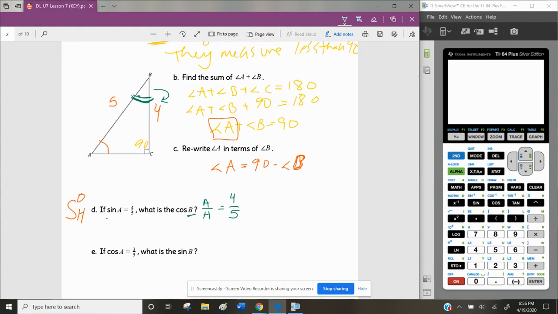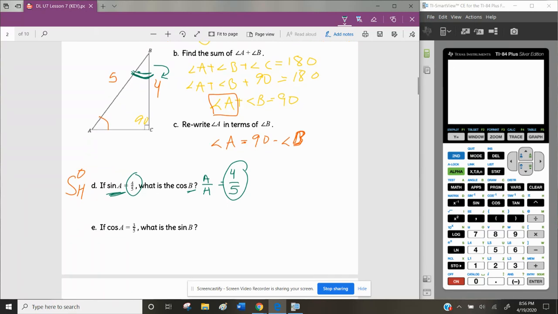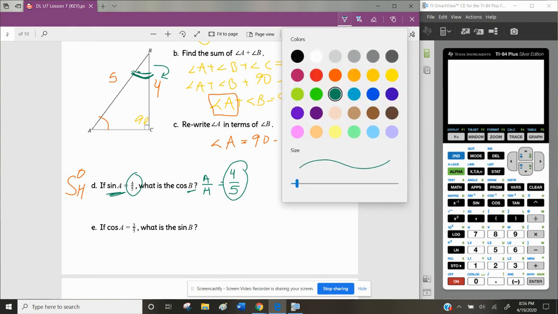So if you notice, sine of A is equal to the cosine of B, because when we change that reference angle, the opposite side becomes the adjacent side, and the adjacent becomes the opposite side. The hypotenuse doesn't change when we change our reference angle, right? Hypotenuse is hypotenuse.